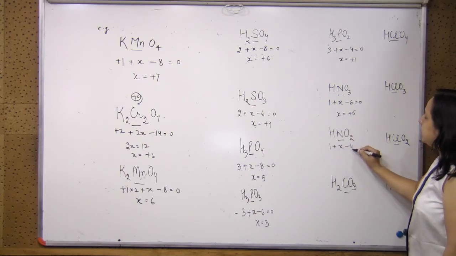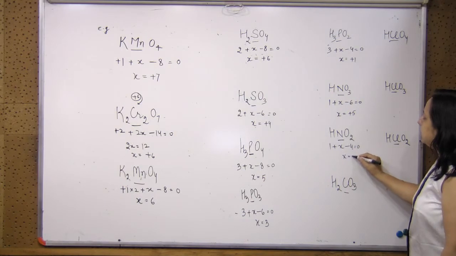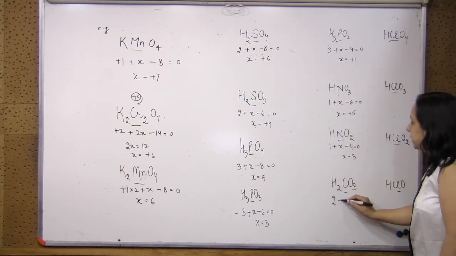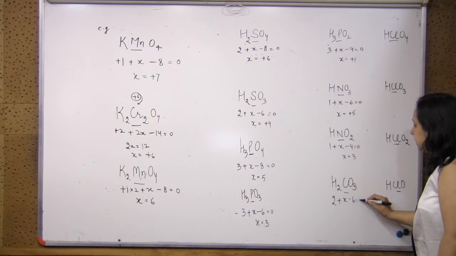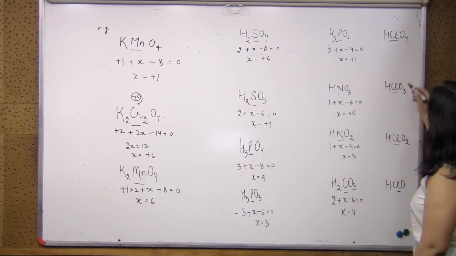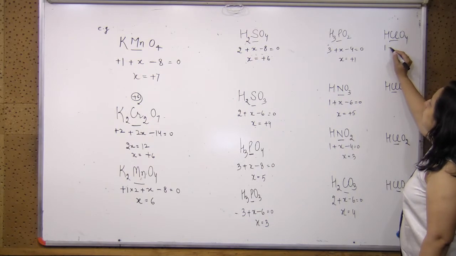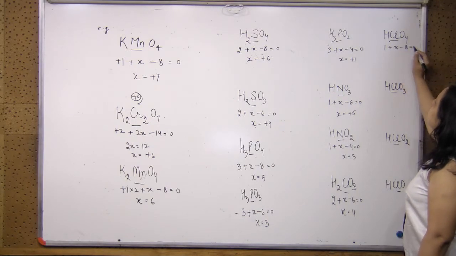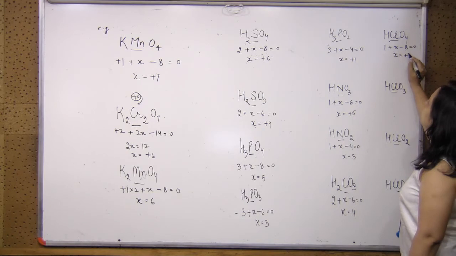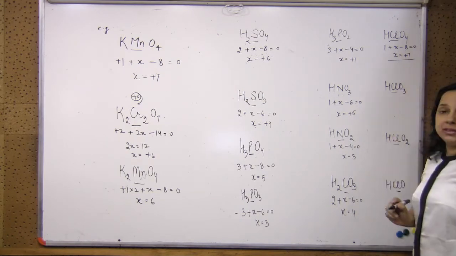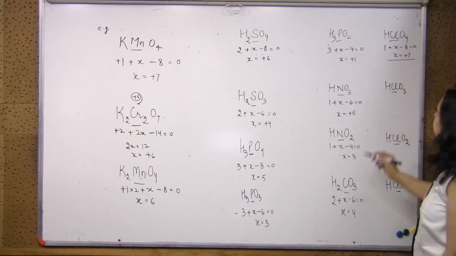HNO2, 1 plus x minus 4 is 0. X is 3. H2CO3, 2 plus x minus 6 is 0. It means x comes out to be 4. Here chlorine, 1 plus x minus 8 is 0. Chlorine comes out to be plus 7, and we know that chlorine can be plus 7. It is the maximum value for chlorine.